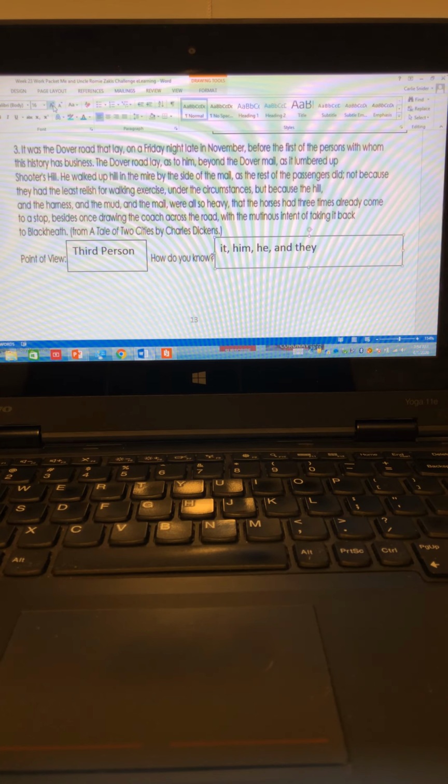For number 3, the key words we found that helped us come up with this idea of third person point of view in the short passage were it, him, he, and they.